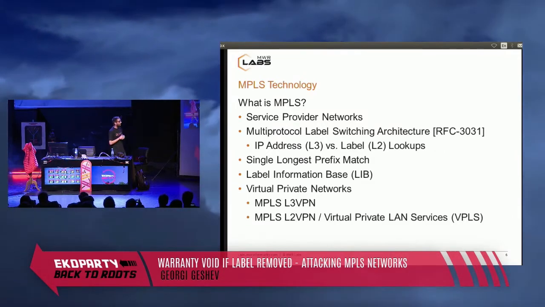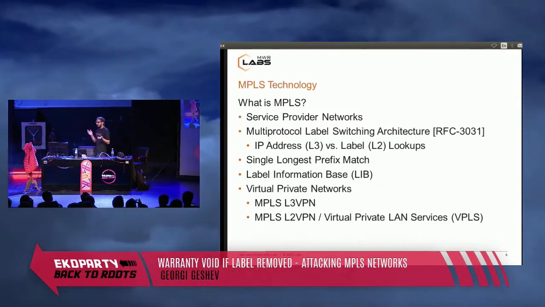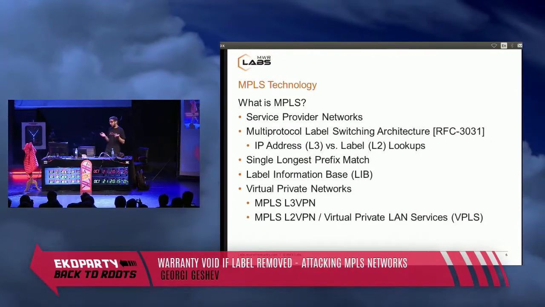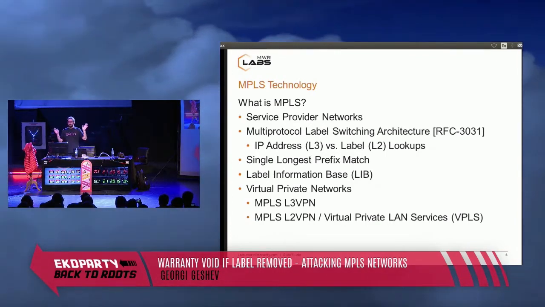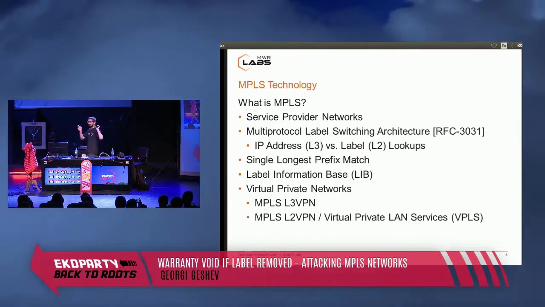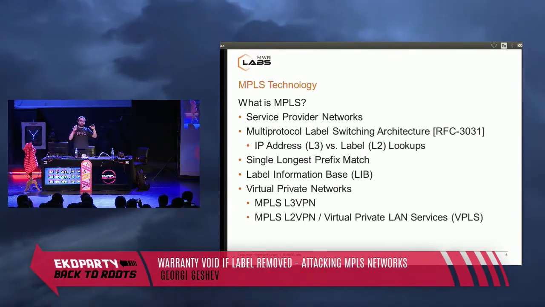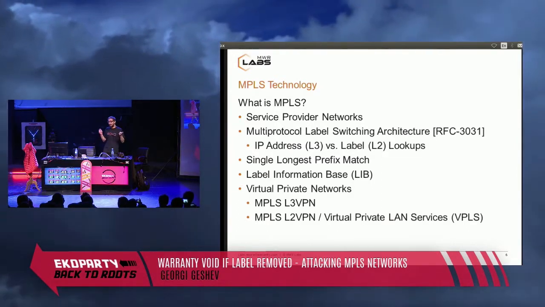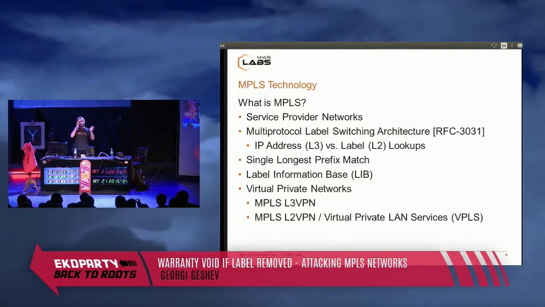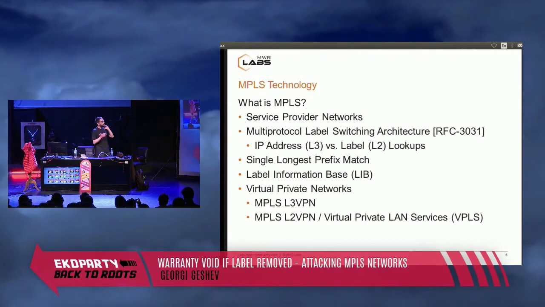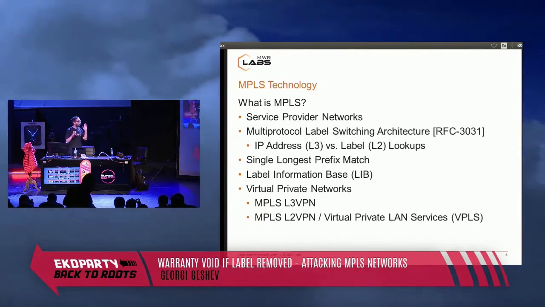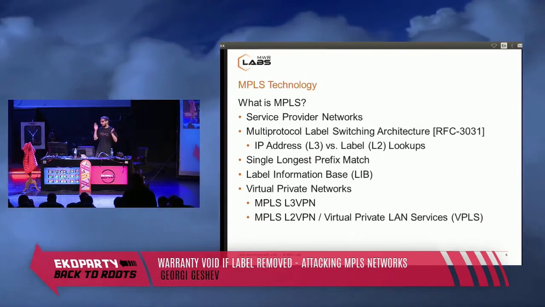What is MPLS? MPLS is a mechanism used in high-performance service provider telecommunications networks that allows for transport of data from point A to point B, where the forwarding process takes place on layer 2, or strictly speaking, layer 2.5. And instead of having forwarding decisions on a hop-by-hop basis, decisions are made based on labels that are assigned based on what is called an LSP, or label switch path.